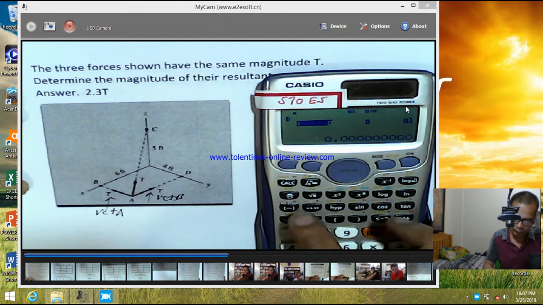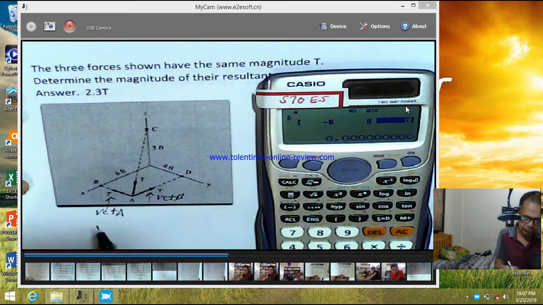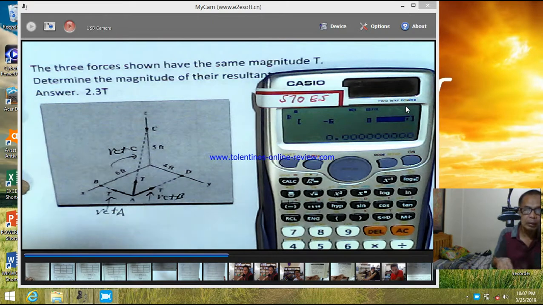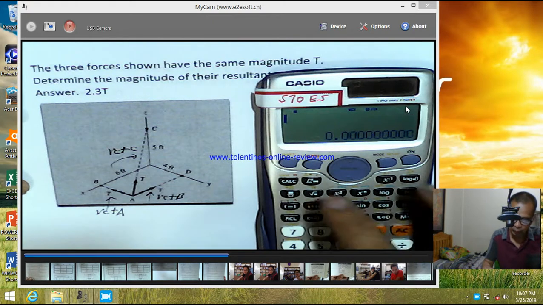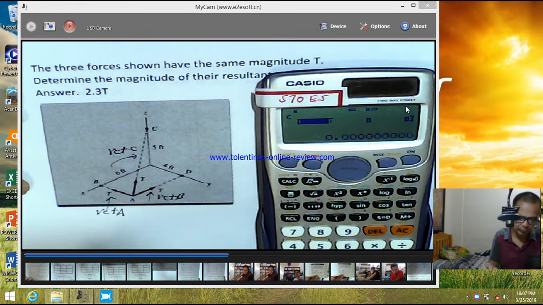So, along x, that would be negative 6. Okay, that's negative 6 doon. Okay, along y, that will be 0, and along z, that is also 0. And then this now will be vector C. Okay, that's vector C. Okay, shift 5, 1, 3, 1, along x.